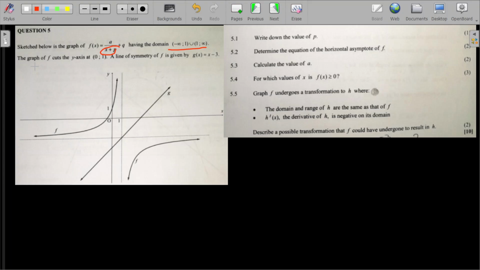Oh, you also have f cutting the y-axis. Yeah, there are a lot of things to do here. I'm just reflecting, guys. I haven't read much of this paper. For which values of x will f of x be greater than 0 again?